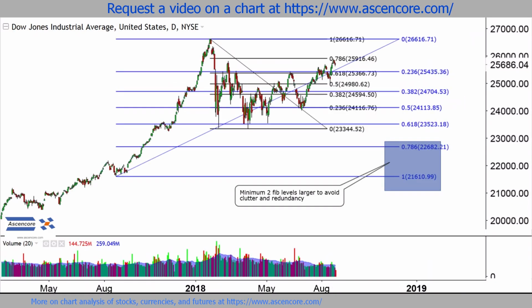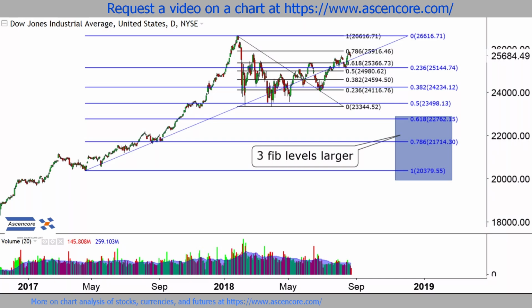Having the large fib 2 fib levels larger is just a minimum. Generally, the best size difference is a large fib 3 levels larger than the small fib. Usually, the 0.5 level of the large fib lines up with the 0 or 1 of the small fib, depending on whether the small fib is an up or down trend. This more clearly highlights the areas of greater significance.